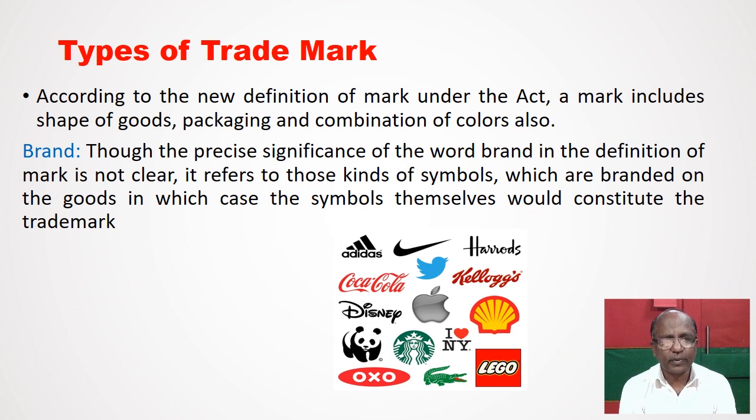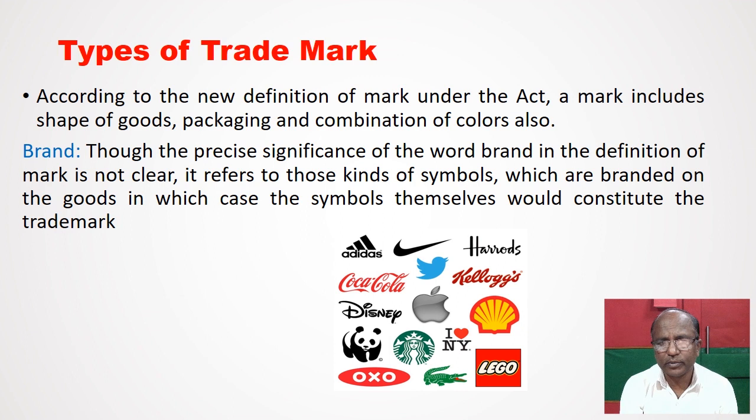There are different types of trademarks, and in the new definition, different shapes of goods, packaging, and even a combination of colors are also added in the trademarks. According to the new definition of mark under the Act, a mark includes shape of goods, packaging, and combination of colors also. As I mentioned, there are different types of trademarks like brand, labels, smell trademarks, sound trademarks. We will see them one by one.